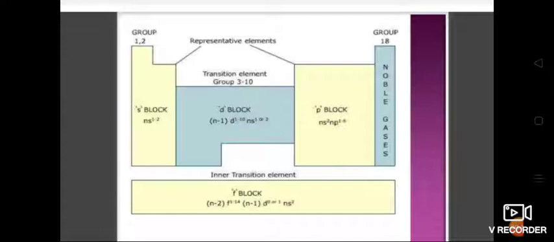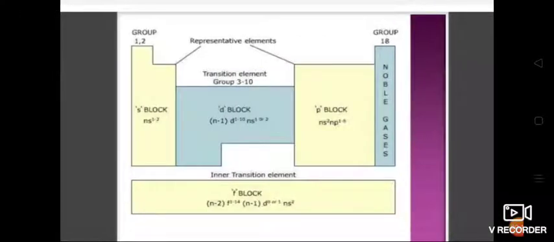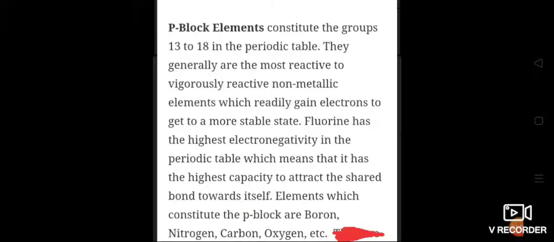So P block elements, what do you mean by P block elements? P block elements means the elements whose last shell electrons are present in the P orbital. They constitute group 13 to group 18. Group 13, 14, 15, 16, 17, 18 are known as P block elements.